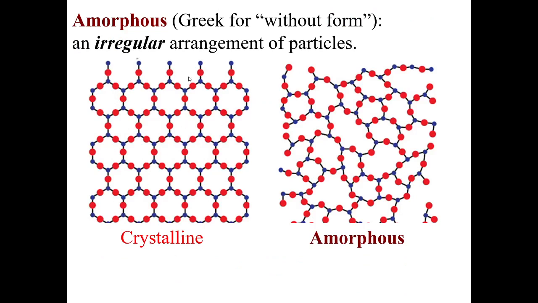So another picture here. Amorphous is Greek for without form. Whenever you see something with an a in front, it means the opposite, like typical and atypical. Atypical means non-typical. So non-morphous, without form. Morphous means form. So it's an irregular arrangement of particles. Something like glass is amorphous.